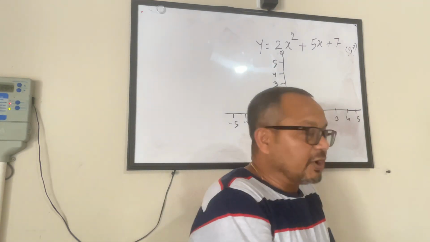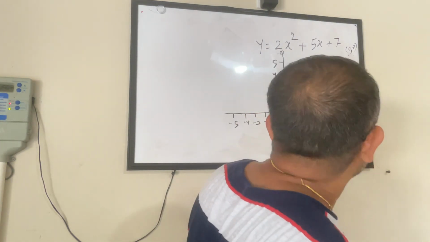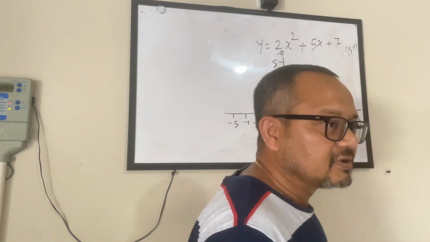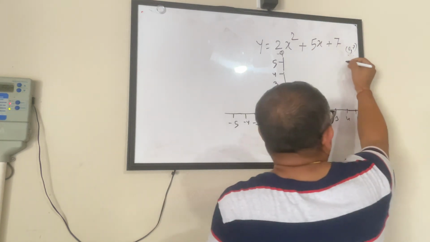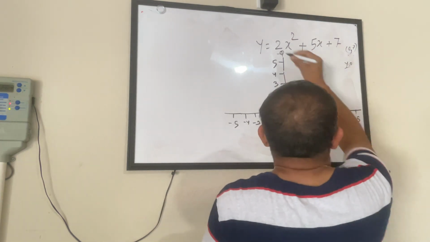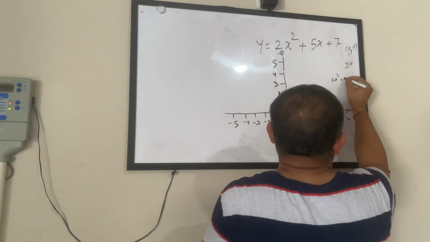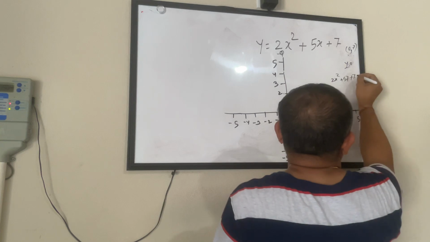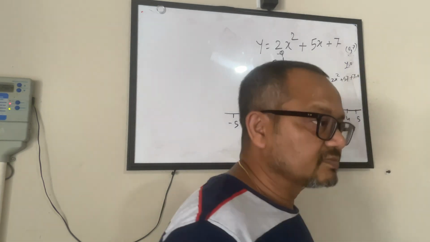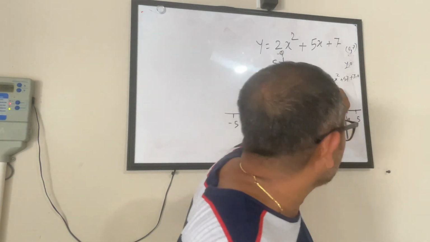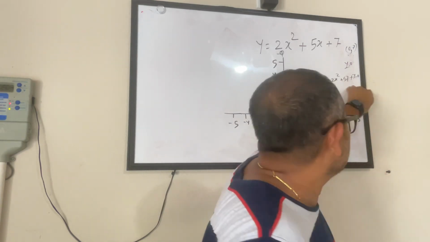Okay? Now, let's find the second point. Where will be my second point? Let me put y equals 0. What will it become? It will become 2x squared plus 5x plus 7 equals 0. Now we have to solve this quadratic equation.